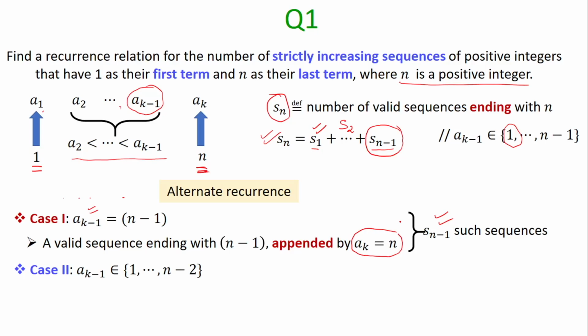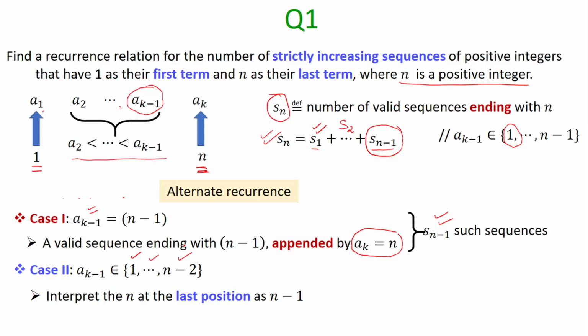Category 2 is the following. The second last value, namely a of k minus 1 in your sequence, can be either 1 or 2 or n minus 2. Right? And you take this a of k minus 1 and append an n at the end of it, and you get a valid strictly increasing sequence starting with 1 and ending with n.